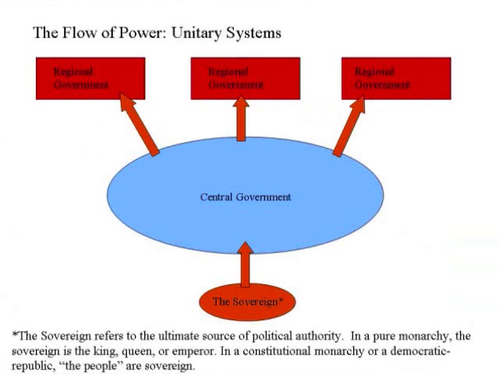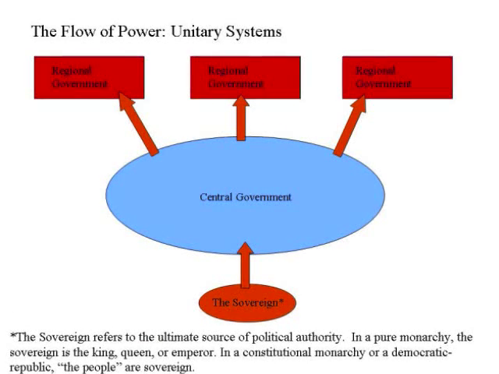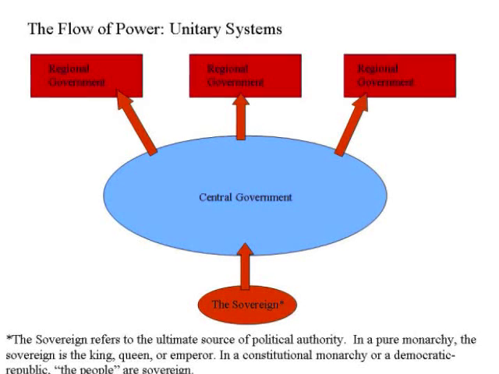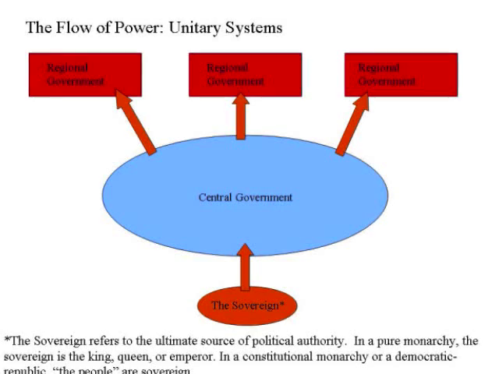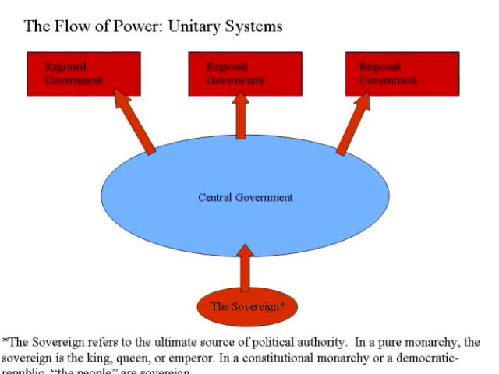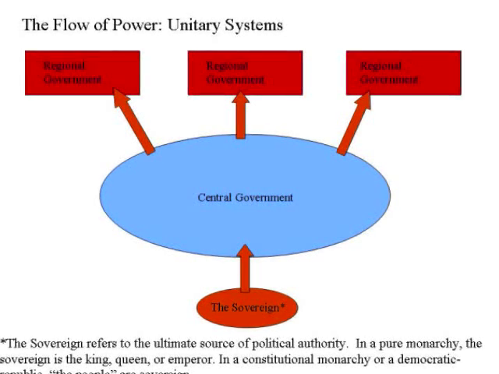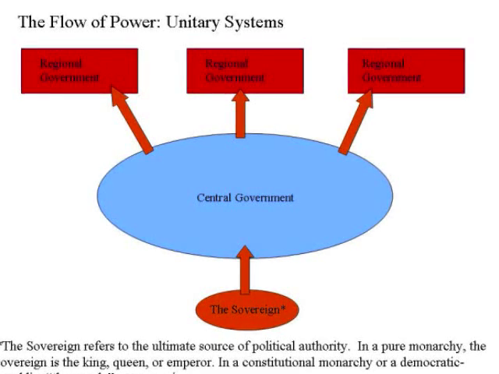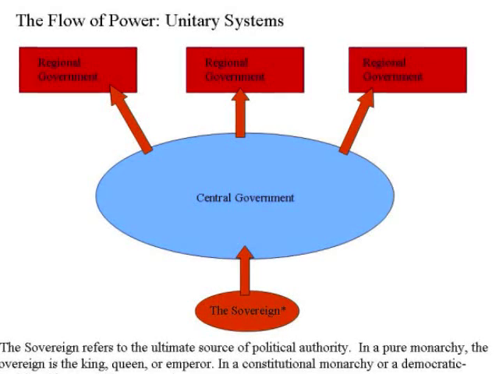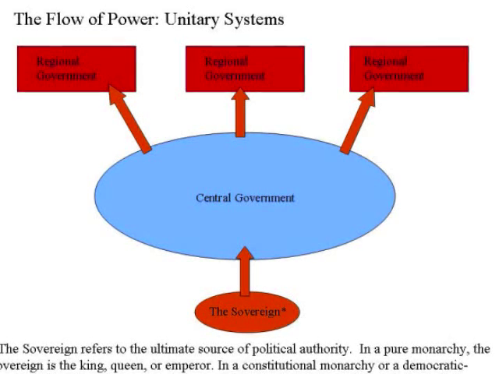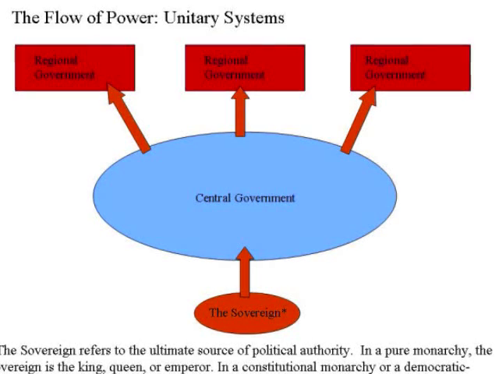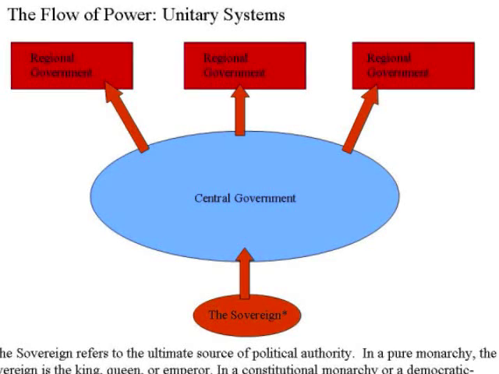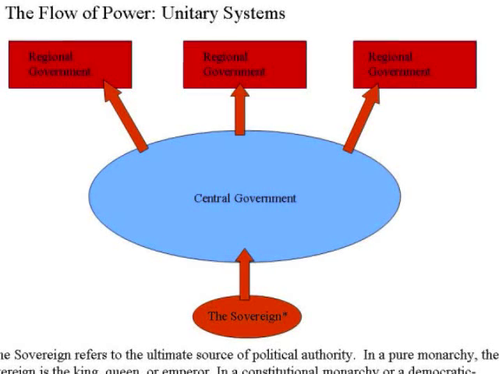In unitary systems of government, there are typically regional or local governments, but ultimate sovereign authority rests with a central government. The central government may delegate some authority to regional governments, but this authority principally involves administrative functions. That is, the regional or local governments act as administrative subunits of the central government. Whatever authority the regional governments exercise is delegated by the central government, so the central government can presumably take the authority away.